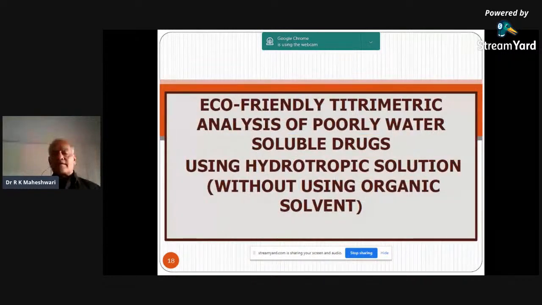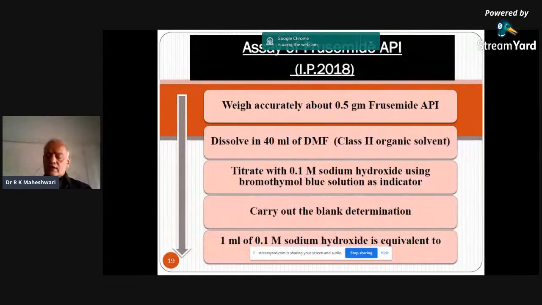This is hydrotropic solubilization. Now I am telling you some of the methods where you can employ hydrotropic solutions to replace methanol, etc. Means toxic organic solvents can be replaced. So firstly, I will discuss eco-friendly titrimetric analysis of poorly water soluble drug using hydrotropic solution without using any organic solvent. Now see the example.